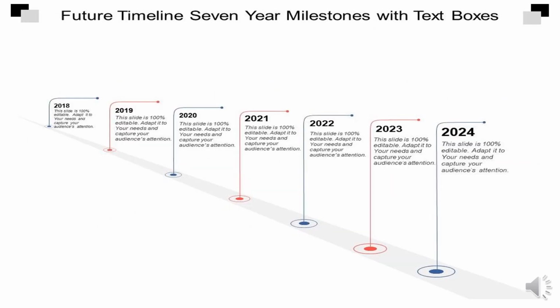Okay, next, future timeline, 7 years milestones with text boxes, right? 2018, 19, 20, 21, 22, 23 and 24. That what can happen here, right? Future predictions are there. This is also one of the ways to form a timeline, right?